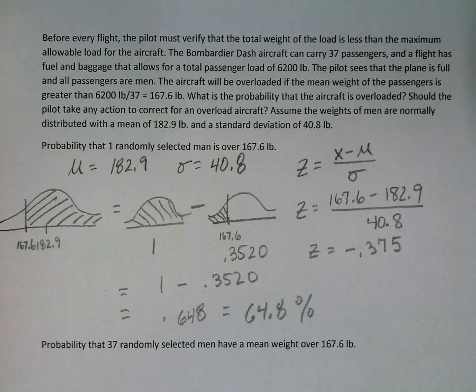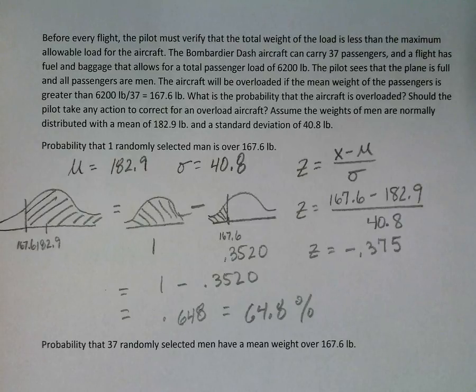Okay. And then the 167.6 pounds, remember, is the maximum mean weight of each passenger that there could be before the aircraft is overloaded. Right? The aircraft can hold 6,200 pounds. It can hold 37 passengers. So if you divide those two numbers, you get 167.6. So if every single person on the plane weighs 167.6 pounds, then the aircraft would be at capacity. Okay, and then there is a 64.8% chance that if we select any random man from the population, that they're going to weigh more than 167.6 pounds. So just keep that in mind.